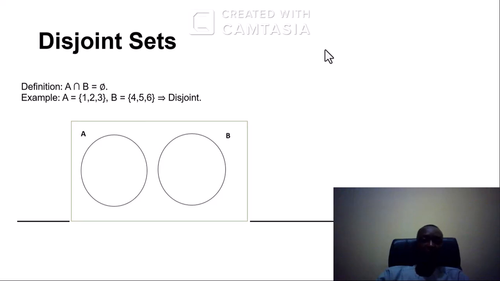Let's talk about the disjoint sets. Two sets are said to be disjoint if they have no element in common. Take for example, set A is {1, 2, 3} and set B is {4, 5, 6}. There is no element that is in A that is also in B. None. That means they are disjoint sets.